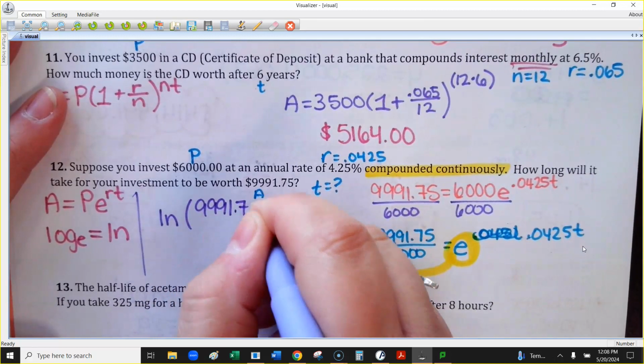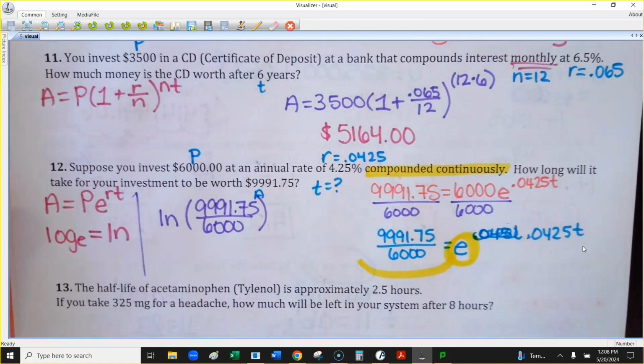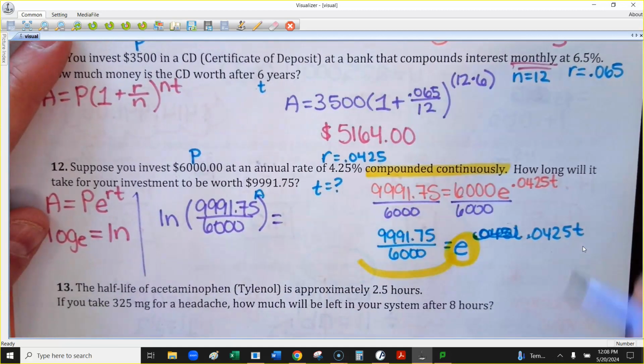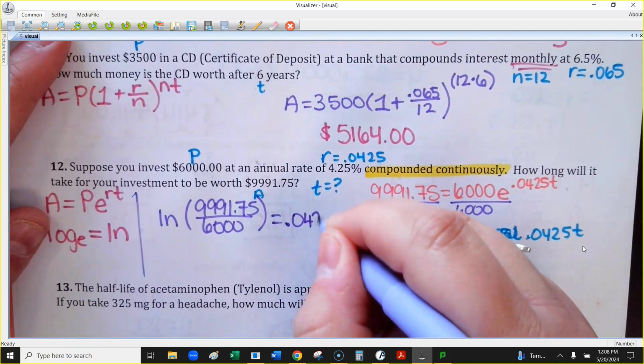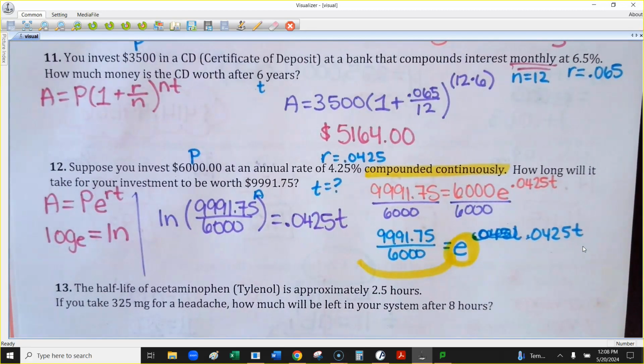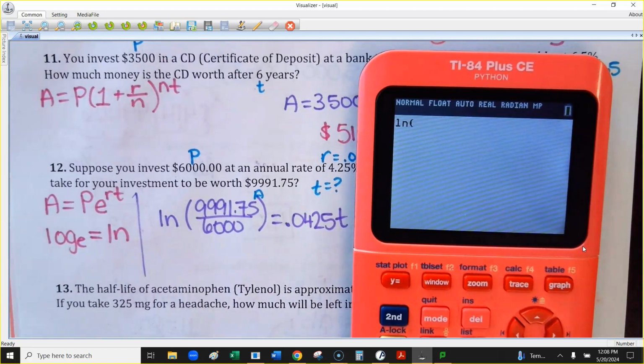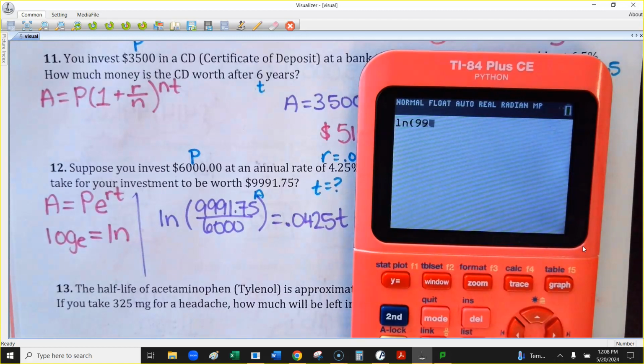and I would take that $9,991.75, which brings that down on the level with the rest of the equation, so we'd have 0.0425 times the time. All you're going to do is type natural log. You don't have to do change of base or anything. It has its own special button. So I'm typing natural log on my calculator. It should just say LN on the button, probably around the log button if you're not sure where it's at.